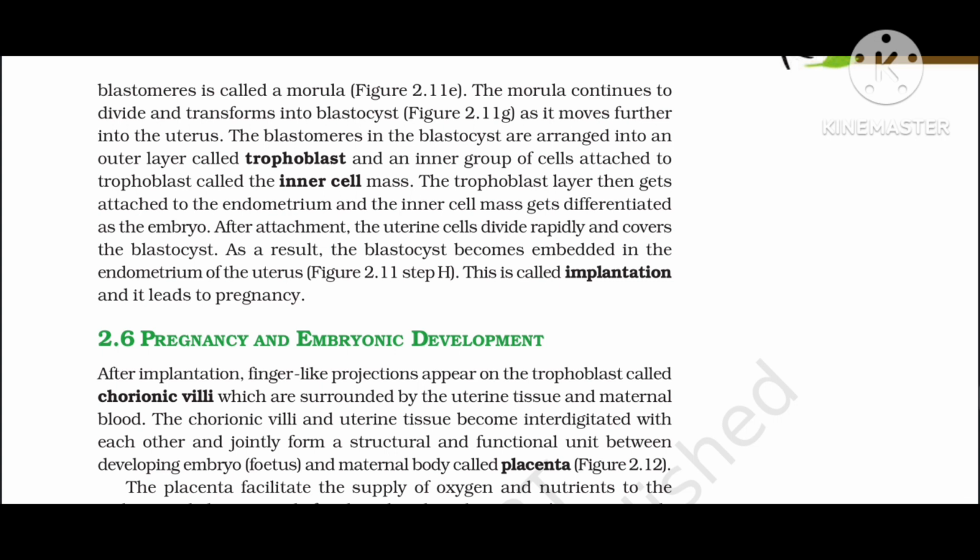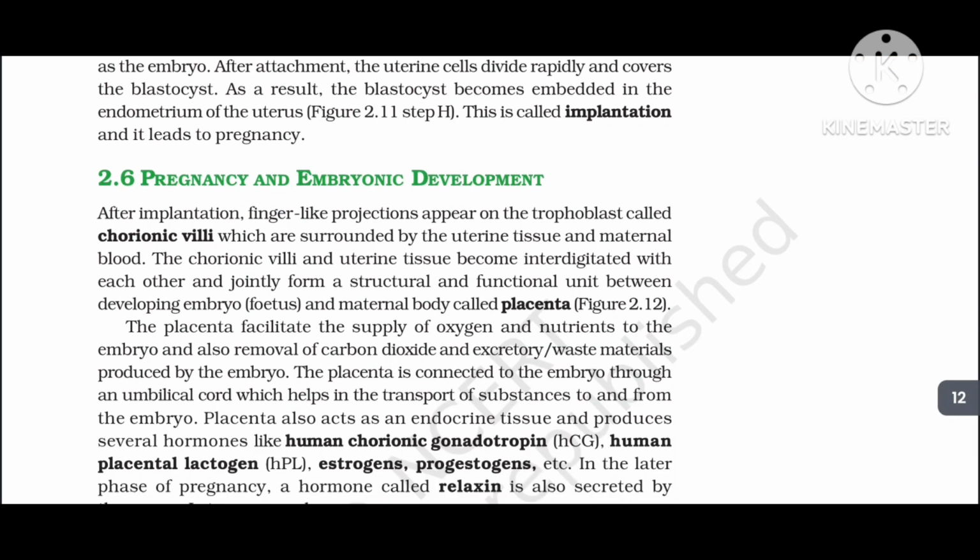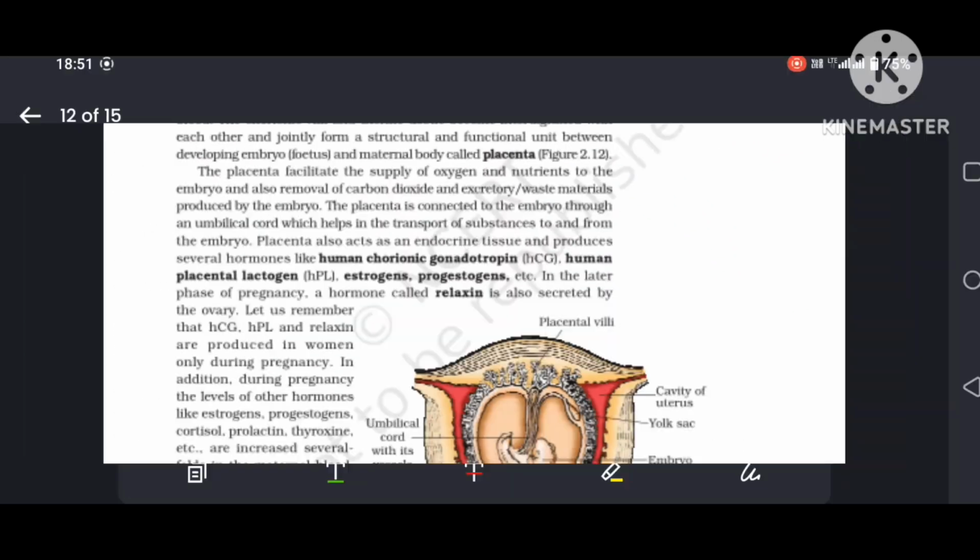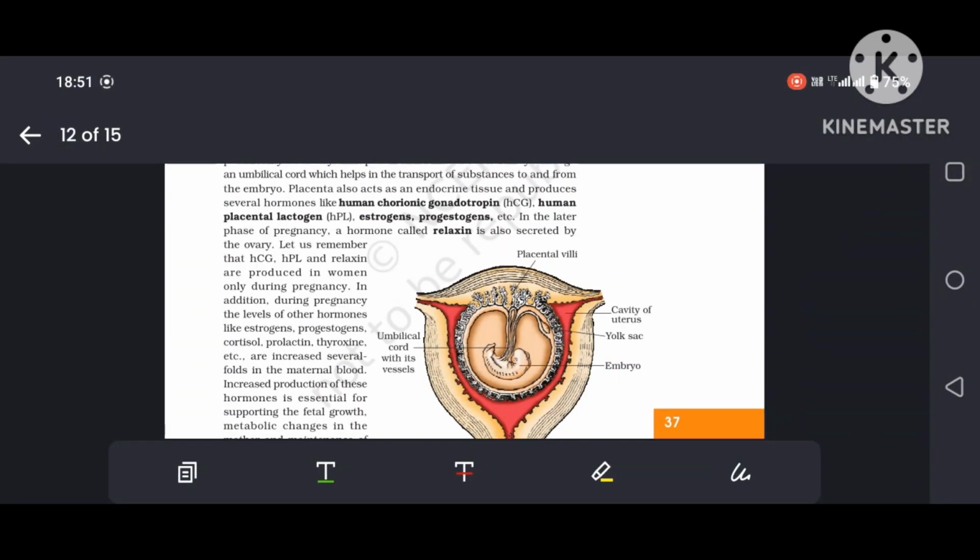The placenta facilitates the supply of oxygen and nutrients to the embryo and also removal of carbon dioxide and excretory waste materials produced by the embryo. The placenta is connected to the embryo through an umbilical cord which helps in the transport of substances to and from the embryo. Placenta also acts as an endocrine tissue and produces several hormones like human chorionic gonadotropin (hCG), human placental lactogen (hPL), estrogens, progesterones, etc.